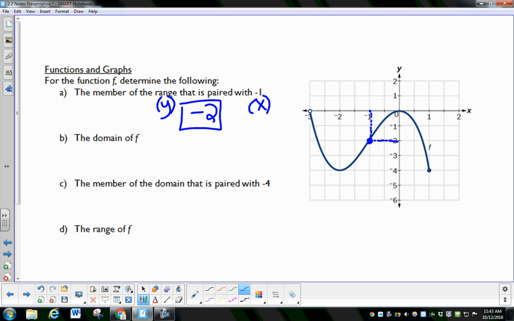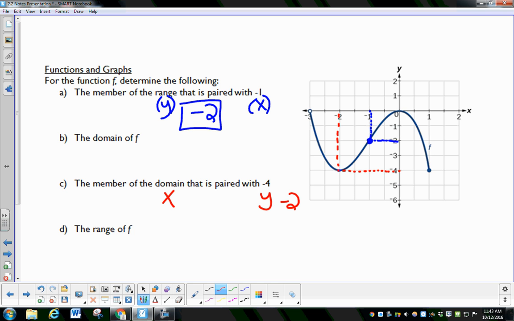I'm going to skip to letter C really quickly because it's very similar. So this one says the member of the domain that is paired with -4. So domain is an x value. We're looking for what's the x value that's paired with -4, so -4 must be the y value. So what we want to do is find -4 on our y-axis. We go over until we meet our function. And we can see that x is -2 here.